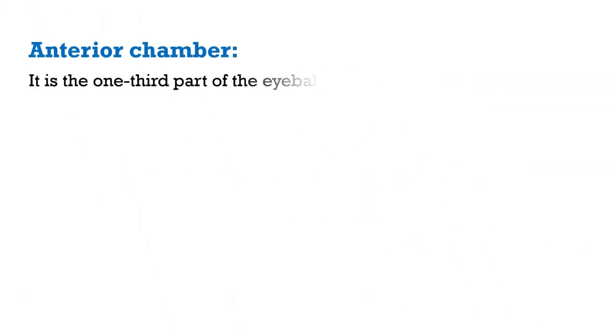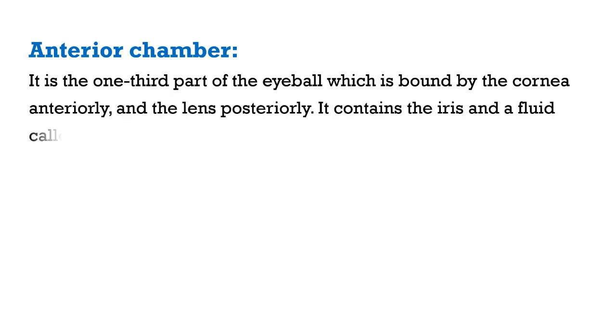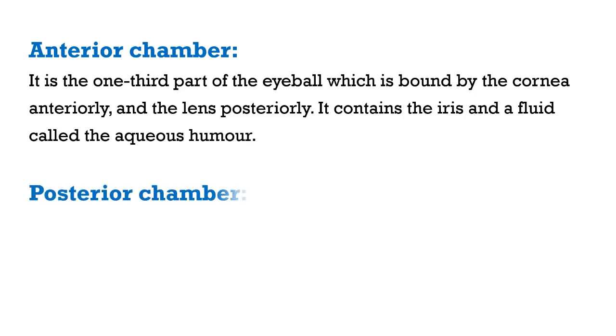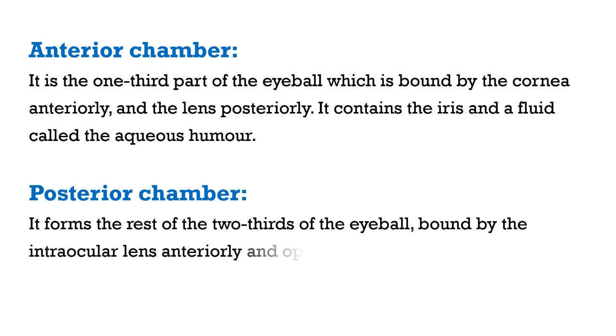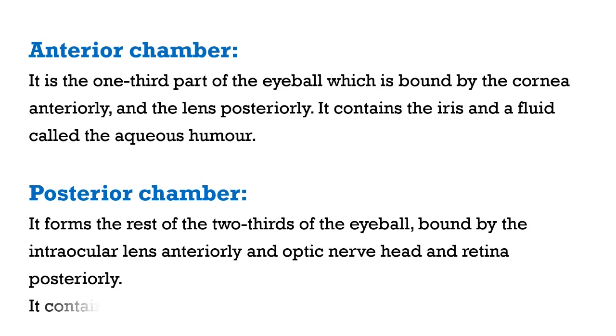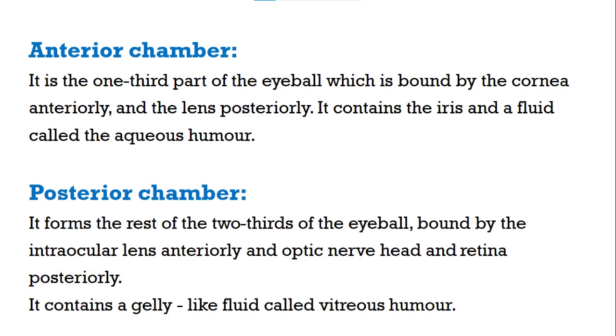Anterior chamber. It is the 1/3 part of the eyeball which is bound by the cornea anteriorly and the lens posteriorly. It contains the iris and a fluid called the aqueous humor. Posterior chamber. It forms the rest of the 2/3 of the eyeball, bound by the intraocular lens anteriorly and optic nerve head and retina posteriorly. It contains a jelly-like fluid called vitreous humor.